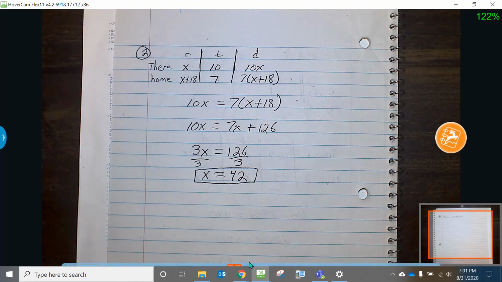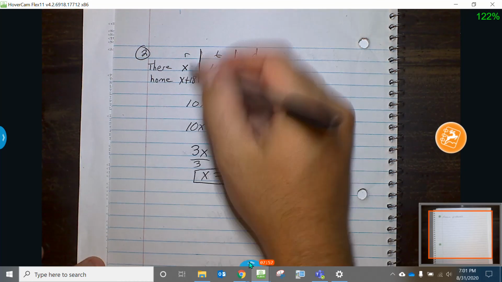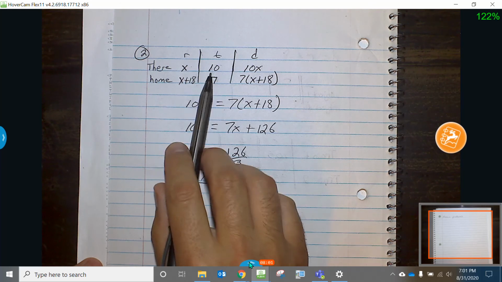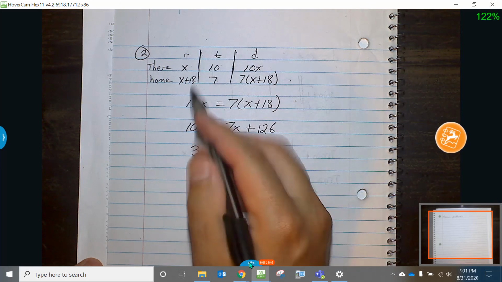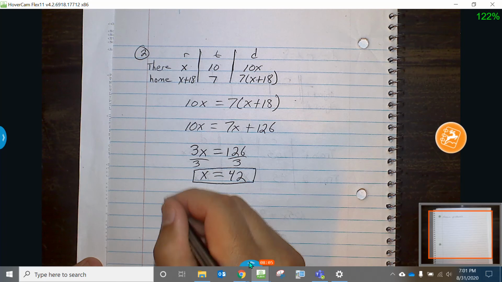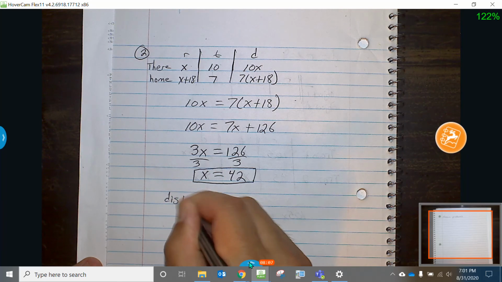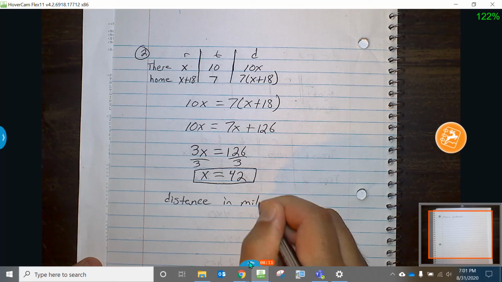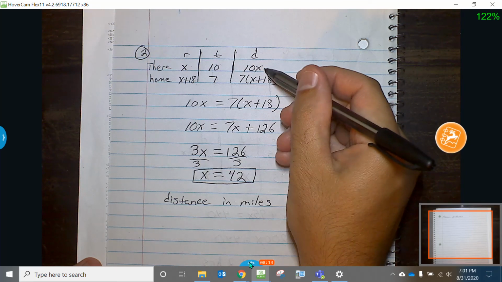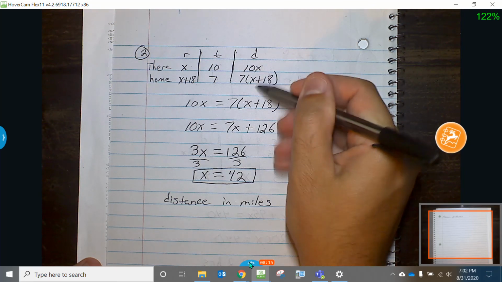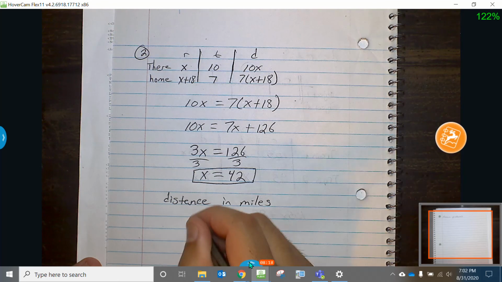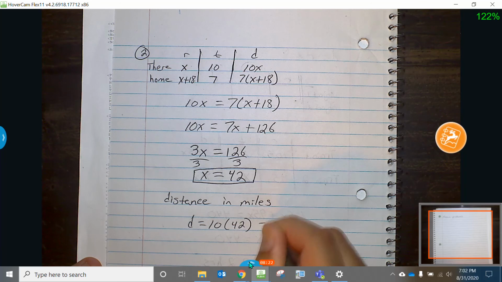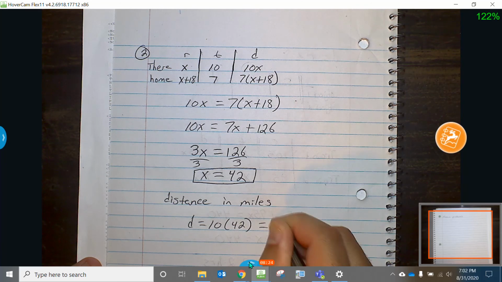Okay, so now that we found this x is the rate, we know you can plug into either one, but this is easier. The question is to find the distance in miles. So to find the distance, we're just going to plug in x, and it'll work for either of these, but this one's easier. So 10 times 42 is equal to 420 miles.